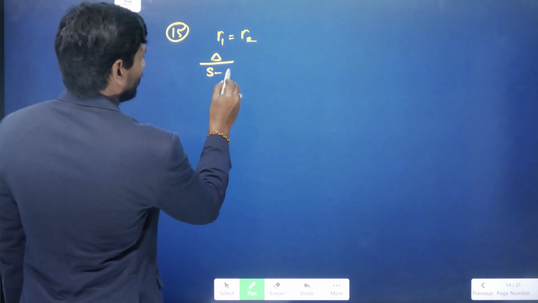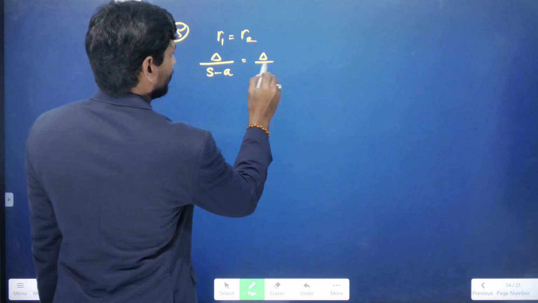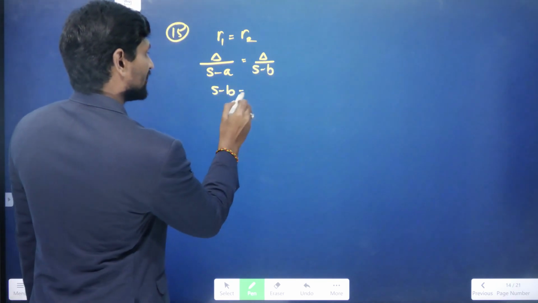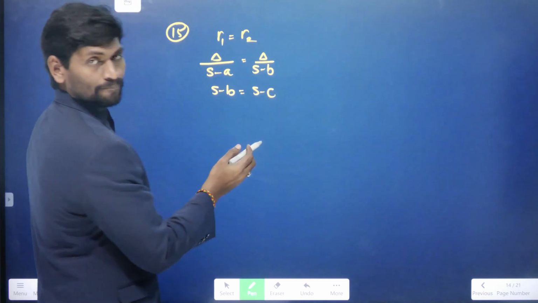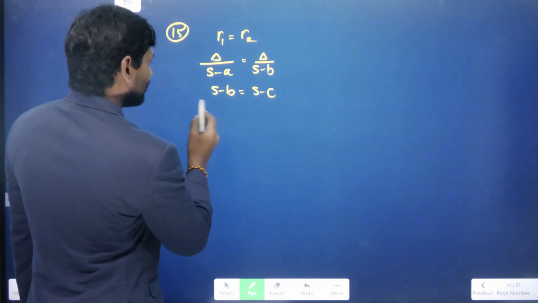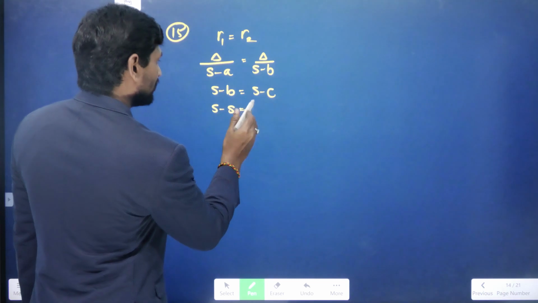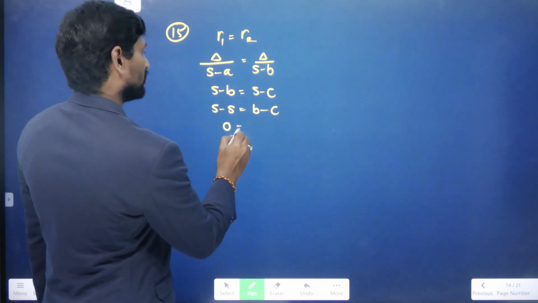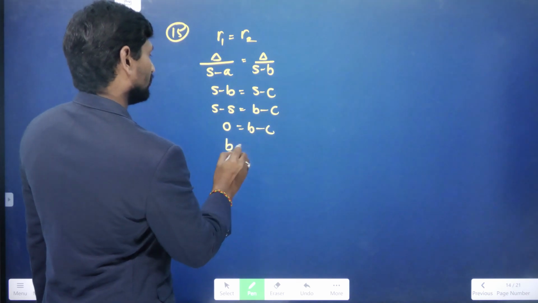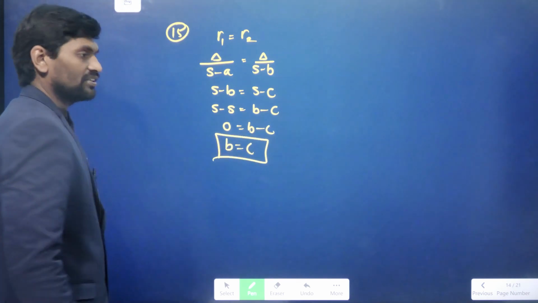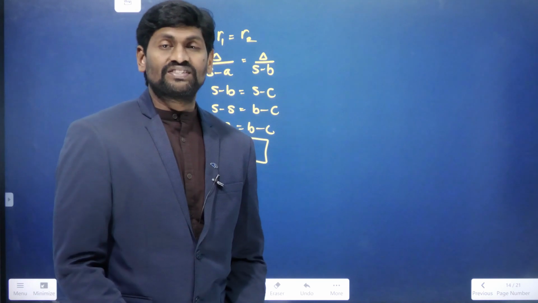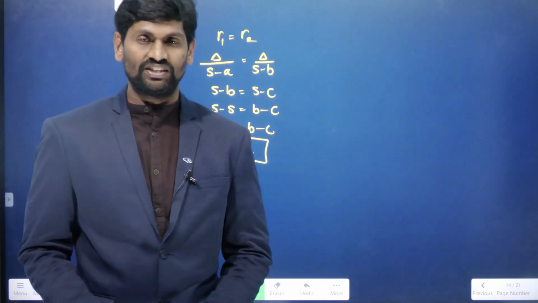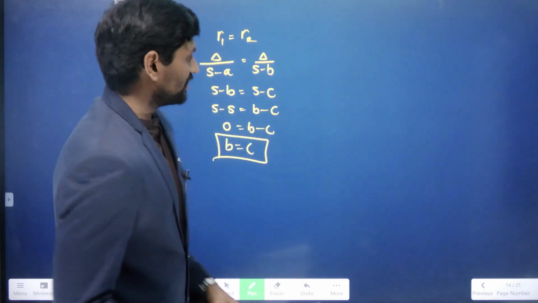r1 value is delta by S minus A, and this is delta by S minus B. So on both sides delta cancels, that means S minus B is equal to S minus C. And taking S terms to one side, S minus S is equal to B minus C. This value is 0, B minus C is 0, so B is equal to C. That means the lengths of the sides are equal, then we can take two sides equal in a triangle, it is an isosceles triangle. So let us go for the 16th problem.